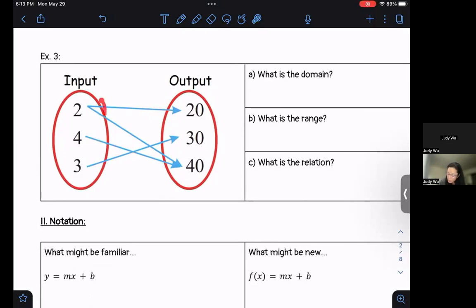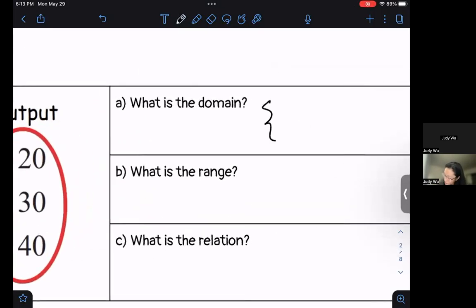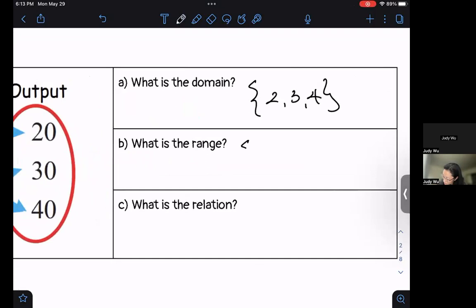The domain in this case is going to be 2, 4, and 3. Usually we write those in order from smallest to biggest, so in my domain I'm going to write 2, 3, 4. For my range, I notice I have three values in the second set, 20, 30, and 40. So I'm going to write in my squiggly brackets 20, 30, and 40.